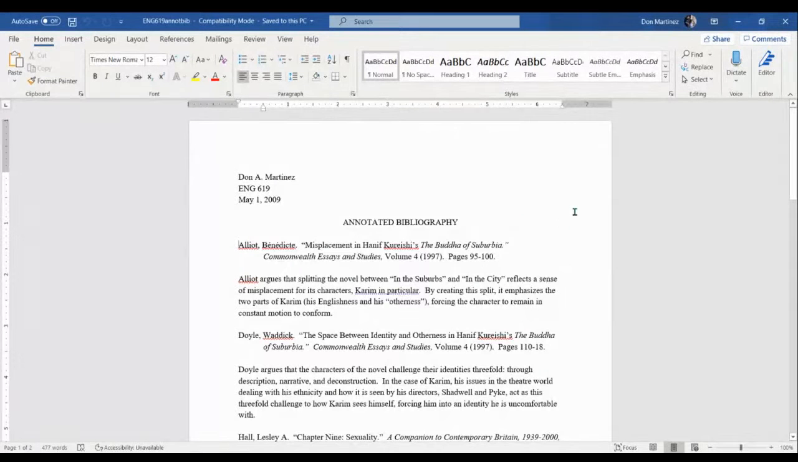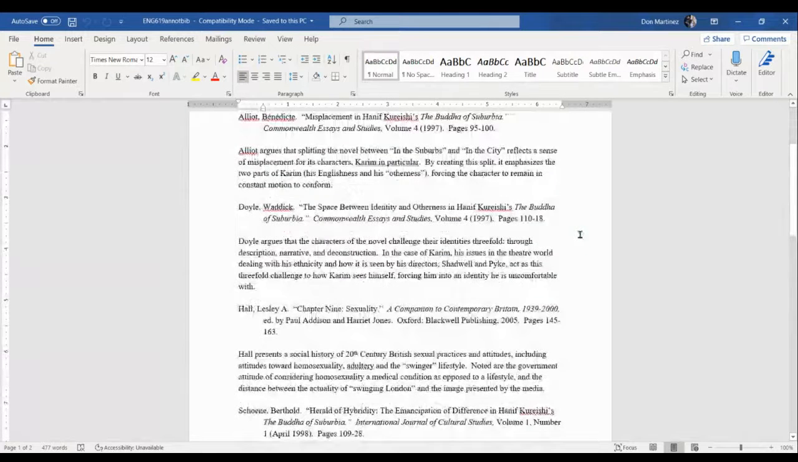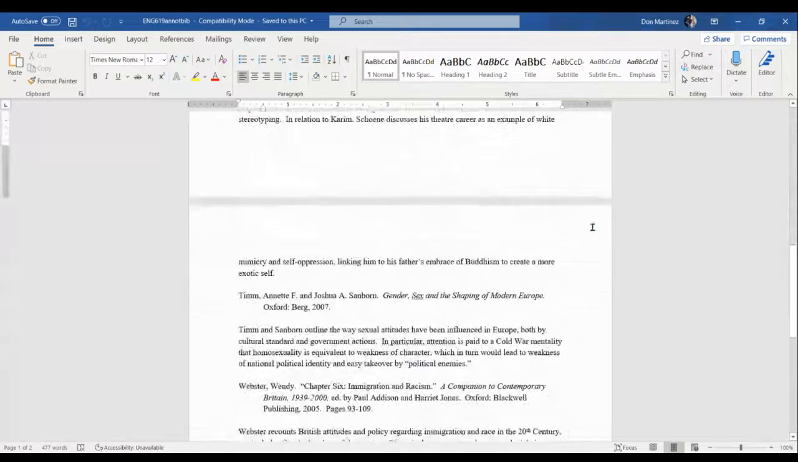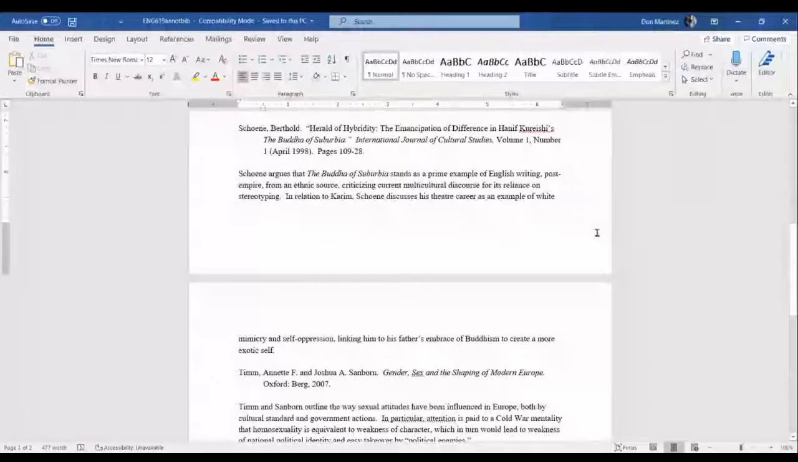In this case, this is for an analysis essay about The Buddha of Suburbia, which is a book by Hanif Kureishi. In this case, the assignment stated specifically that I did not have to include the subject in the annotated bibliography, only the academic sources I was using to inform the analysis. Okay. So as you can see, this annotated bibliography has 4, 5, 6 sources on it.